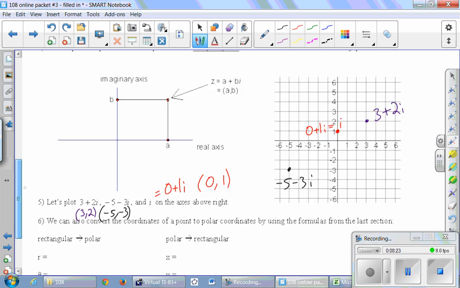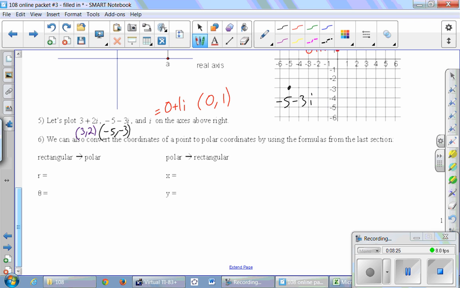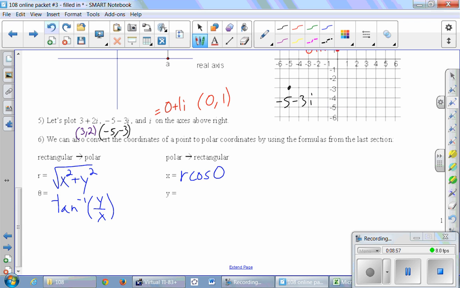6, we can also convert the coordinates of a point to polar coordinates by using the formulas from the last section. Pause the video here, see if you can remember these formulas, and then come back when you're ready. Okay, hopefully we remembered them. r equals the square root of x squared plus y squared. Theta was the inverse tangent of y over x. We're not going to use those ones too much today. We're going to use these ones. x is r cosine of theta, and y is r sine of theta.